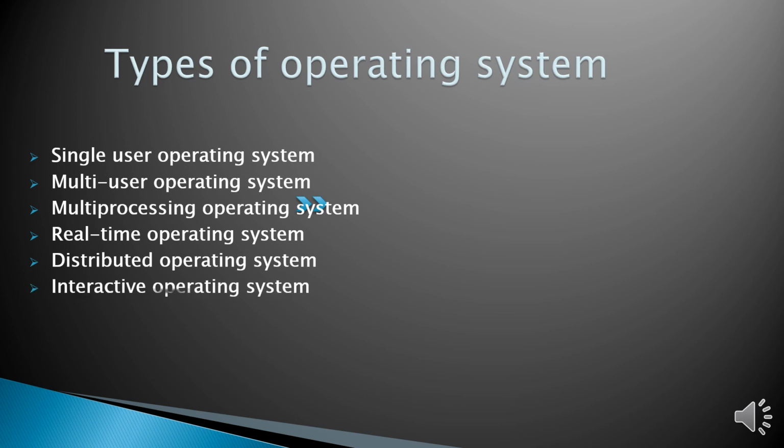Next operating system is interactive operating system. What is interactive operating system? This operating system is GUI based. With the help of this, the user can easily navigate the system. The computer responds very fast, almost immediately after the instruction has been entered by the user. It is a user friendly operating system, and Windows is an example.